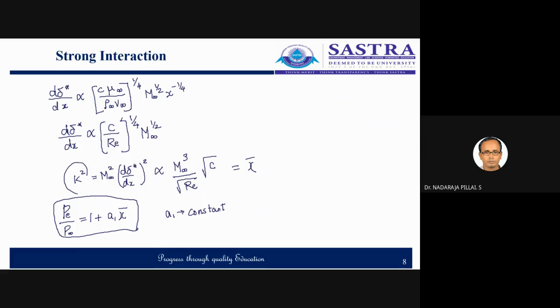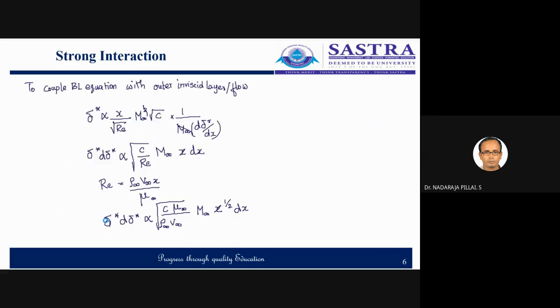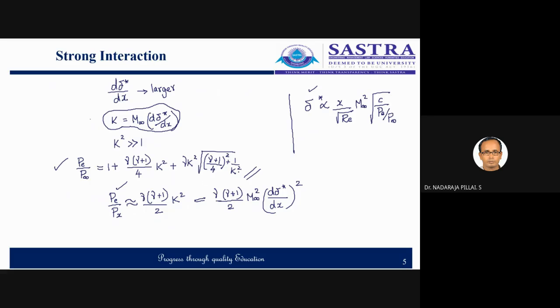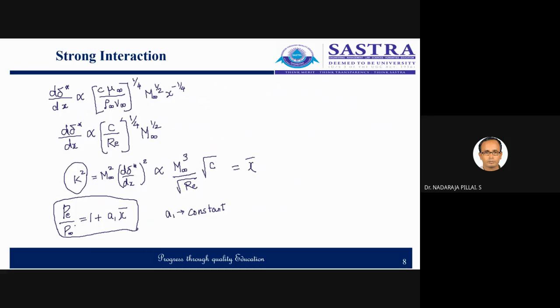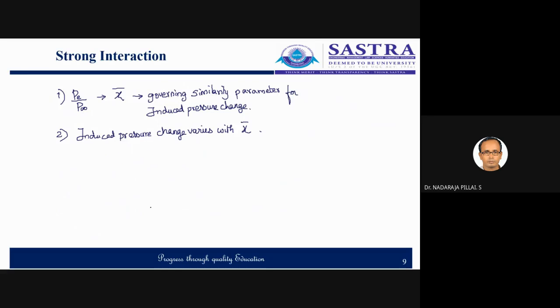So k square is finally equated to chi bar, and PE by P infinity, while substituting in the basic equation by neglecting the 1 by k square, that gives P by P infinity is equal to 1 plus A1 into chi bar. A1 is a constant, and this equation demonstrates that P by P infinity depends on chi bar, and the chi bar is a governing similarity parameter for induced pressure change. And the second point is induced pressure change varies with chi bar. So these are the characteristics of the strong shock interaction, strong viscous interaction, right?